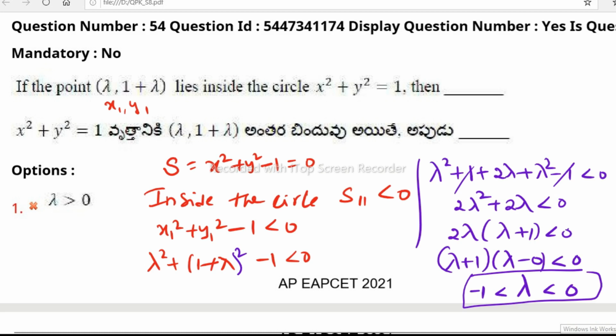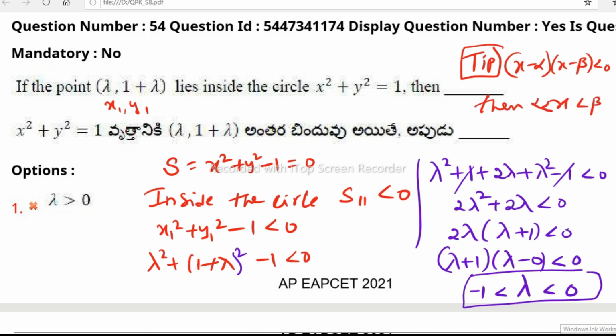You can use this in many cases. As a tip you can remember it: if (x minus alpha)(x minus beta) is less than 0, then x lies between alpha and beta, where alpha is less than beta. Alpha less than beta, whichever is the least we should take as alpha, and the highest we should take as beta. Therefore x lies between alpha and beta.